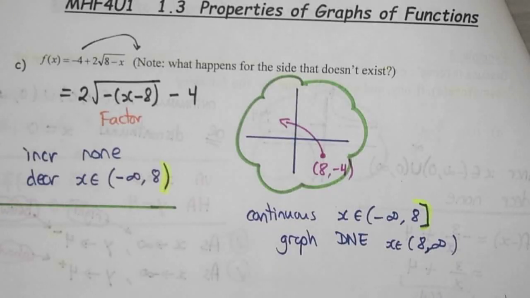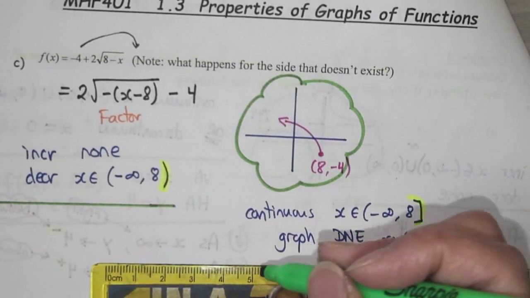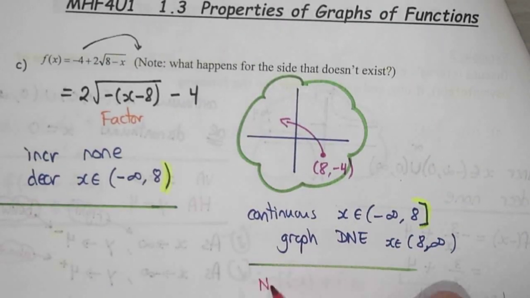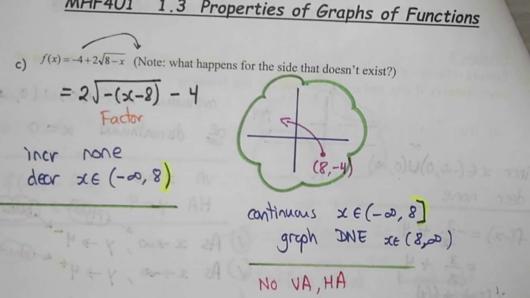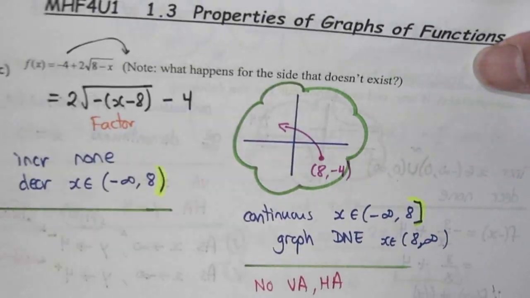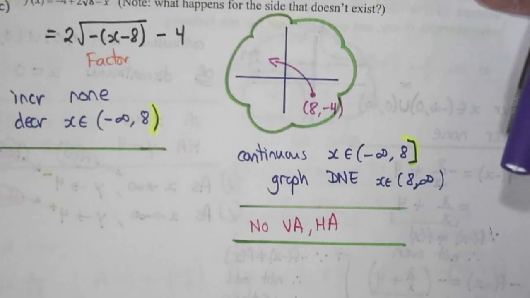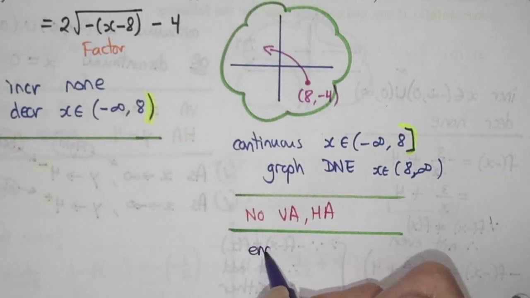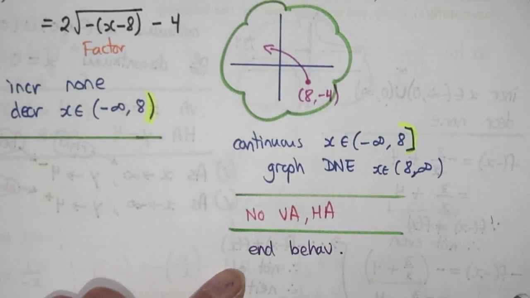Okay, so that's continuity. The other part here, I forgot in my other class not to do the odd even thing, so let's do it here. So there's going to be no vertical asymptote, no horizontal asymptote. So no vertical asymptote or horizontal asymptote. And then let's do the end behaviors. Okay, so end behavior. Here, end behavior. You don't have to title it, but just so you know what I'm doing.